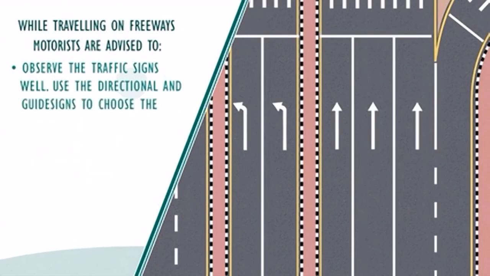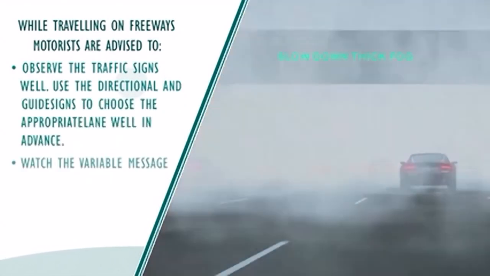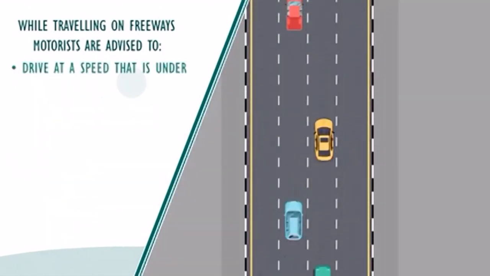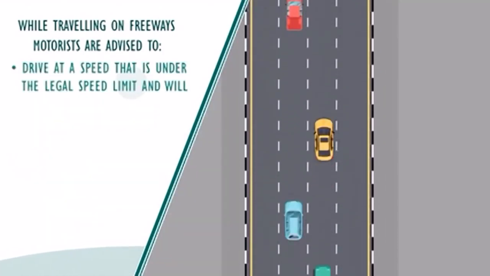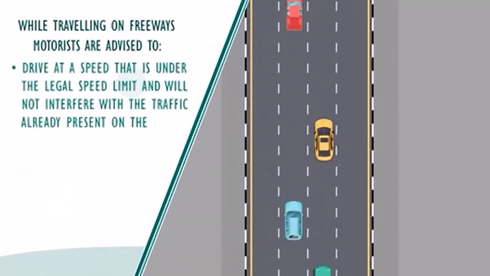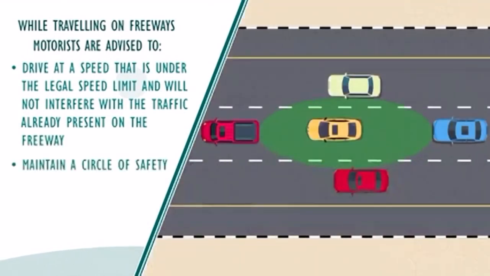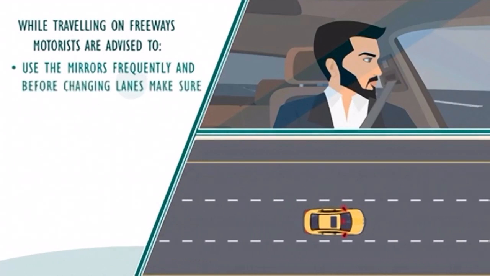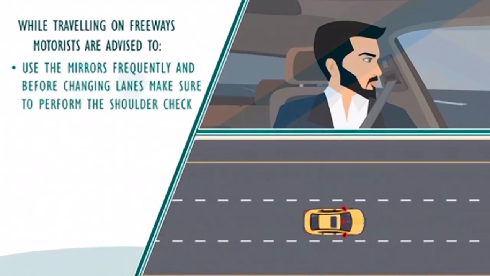Observe the traffic signs well. Use the directional and guide signs to choose the appropriate lane well in advance. Watch the variable message signs, as it may advise the motorists of potential hazards on the freeway. Drive at a speed that is under the legal speed limit and will not interfere with the traffic already present on the freeway. Maintain a circle of safety around your vehicle. Use the mirrors frequently, and before changing lanes, make sure to perform the shoulder check to see the vehicles in your blind spot.